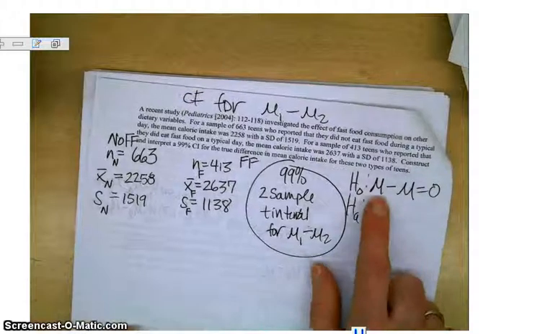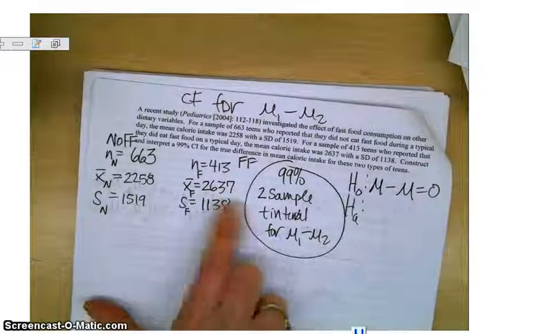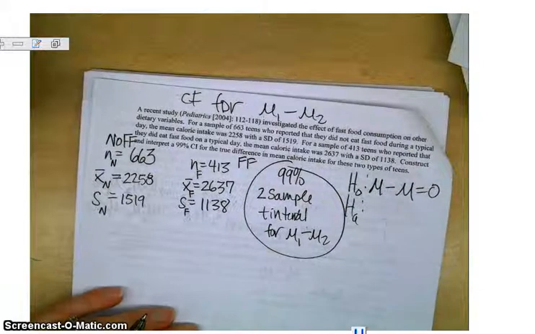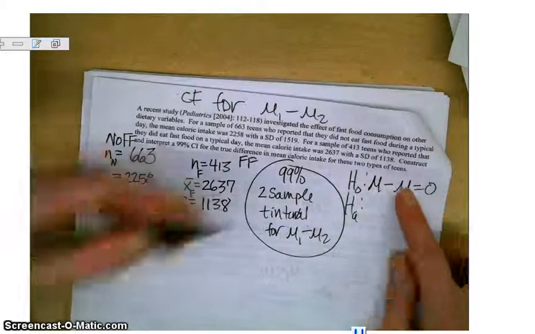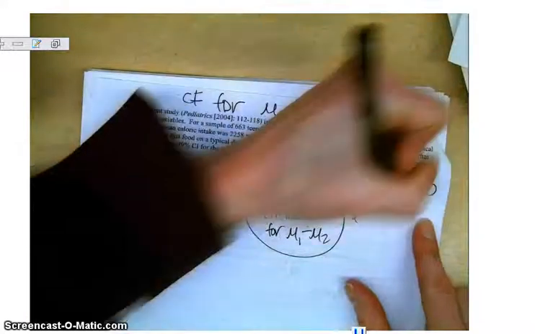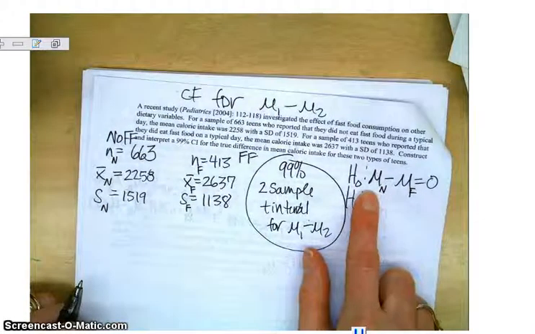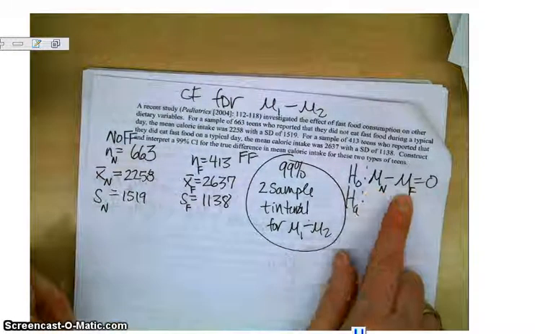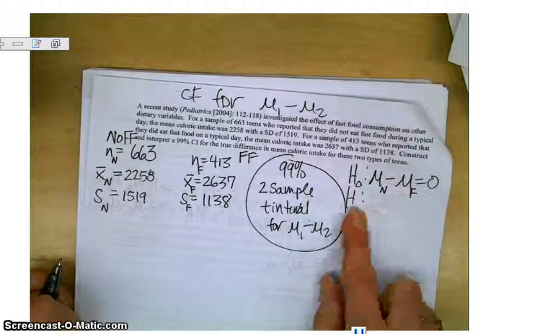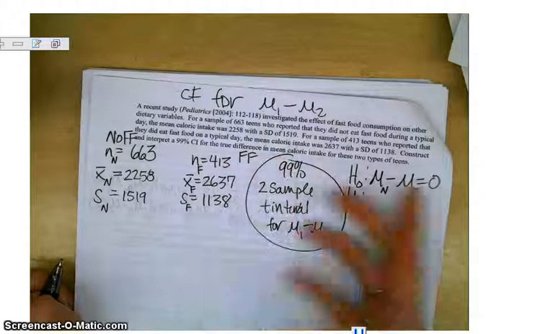So how do you want to subtract them? Does it matter? It really doesn't. You just have to interpret what it means the way you subtract them. So let's just do the mean difference. So the mean of no fast food minus the mean of fast food. Okay, so the null is that the difference is 0. But we want to know if it's different, if it's the true difference.